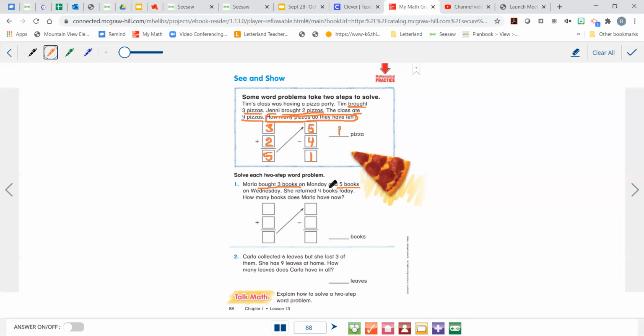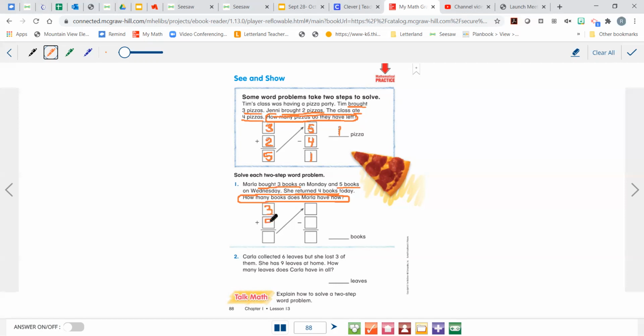She returned 4 books today. So when she returned 4 books, that means that takes away from what she has. How many books does Marla have now? That's what we need to find out. So that's our circle sentence here. So now we've got bought 3 and 5. 3 books on Monday and 5 books on Wednesday. Doesn't really matter the days specifically, so that she bought 3 and 5. So that we need to find how many she's got. So that means we add the 3 and the 5.